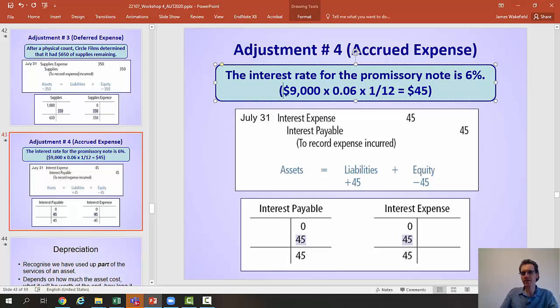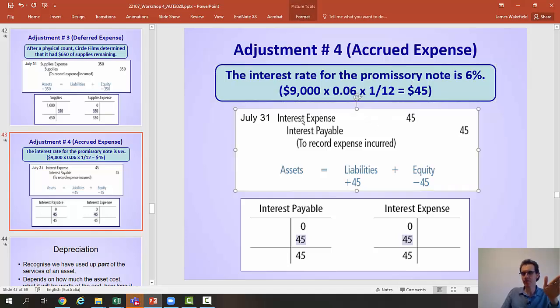So what we do here is we multiply the $9,000 by the 6% interest rate by the period out of a year this interest is owing for, right? So 9,000 multiplied by 6%, multiplied by 1 month the loan was outstanding from when it was taken out to the end of the financial period on July 31, gives you $45 of interest expense that has been incurred.